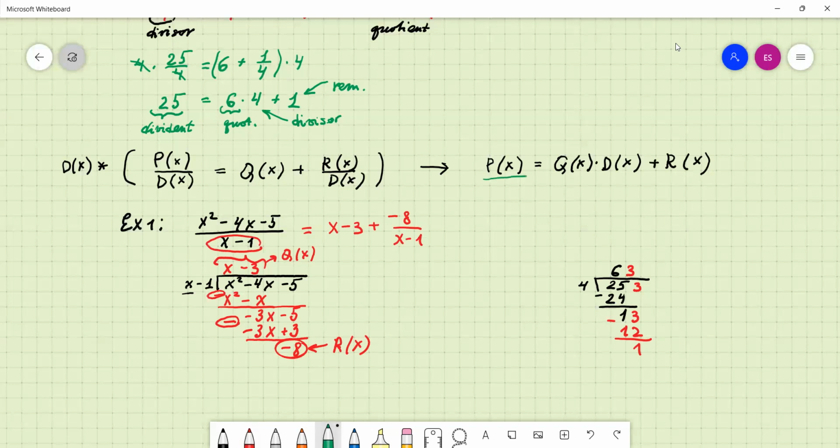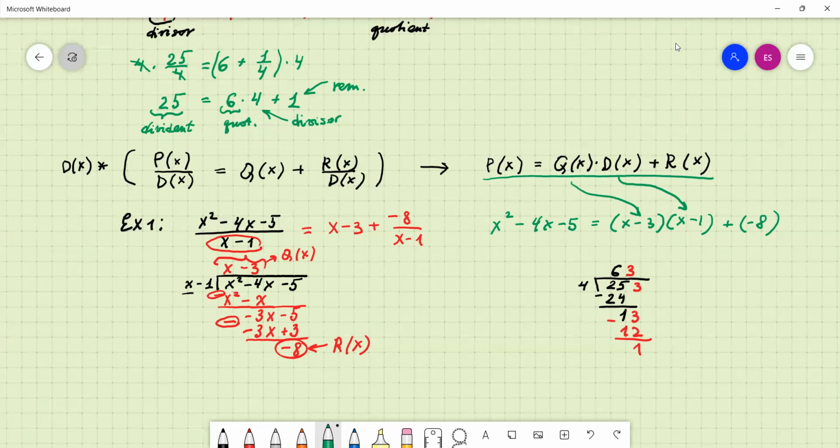And if I want to use this form, I'm going to write down that x squared minus 4x minus 5 equals x minus 3 times x minus 1, right? The quotient, which is x minus 3, divisor x minus 1, and remainder is minus 8. You don't need to write down plus minus 8. I'm doing this to show that the remainder is sometimes going to be positive, sometimes negative. Okay, so this is a simple division, and we know how to do it.